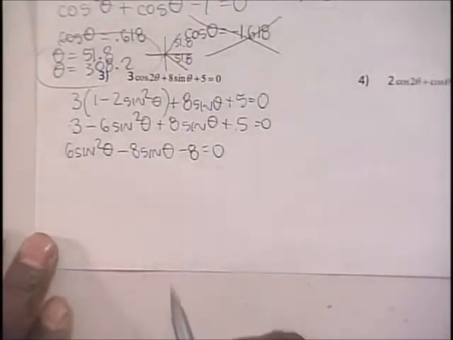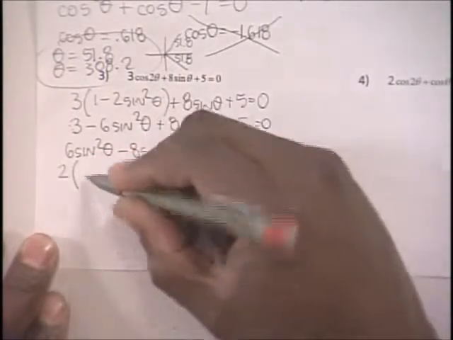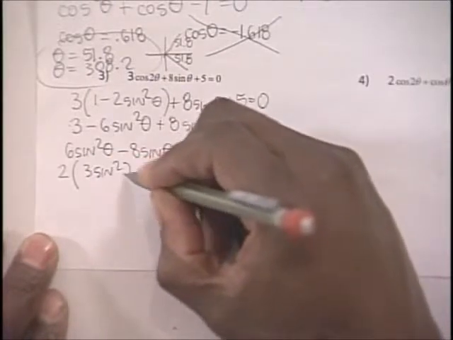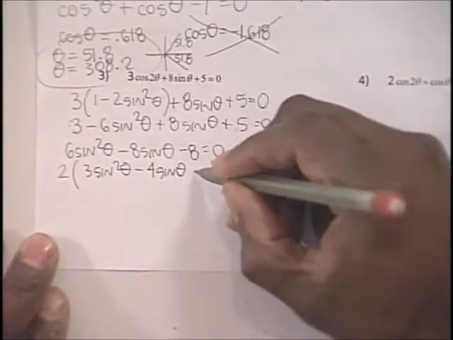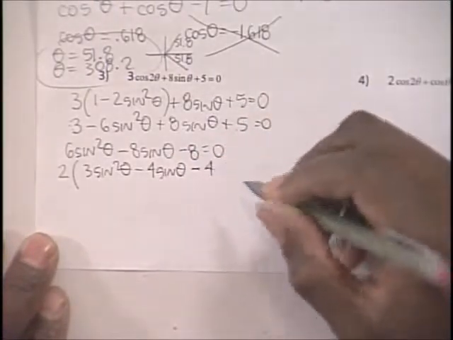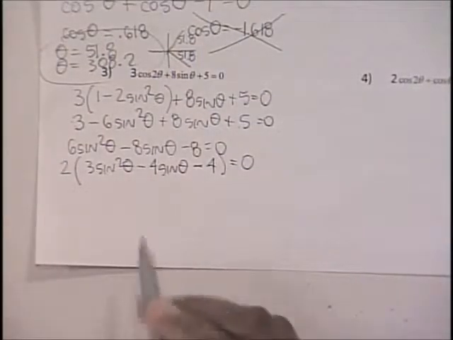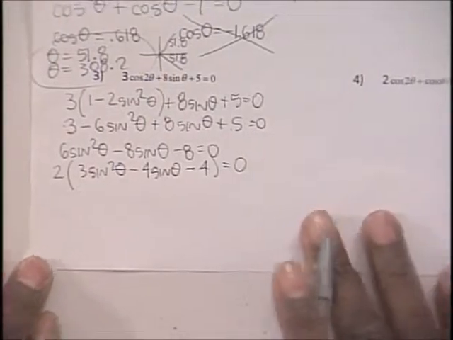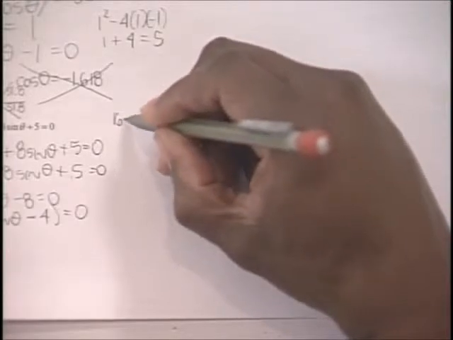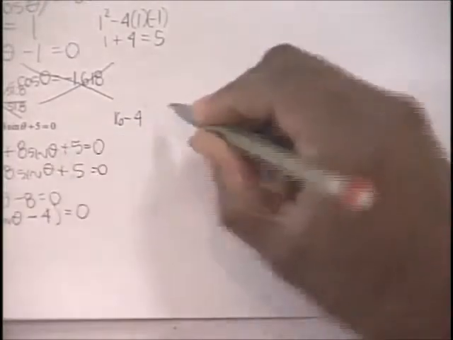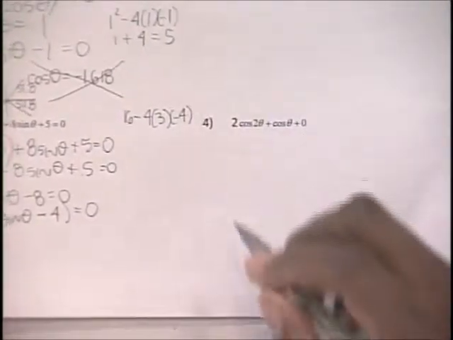So let's factor out a 2. If you factor out a 2, you end up with 3 sine squared theta minus 4 sine theta minus 4 is 0. All right. So let's try to factor this. Let's see if it's factorable first. We end up with b squared, that's 16, minus 4 times 3 times negative 4.